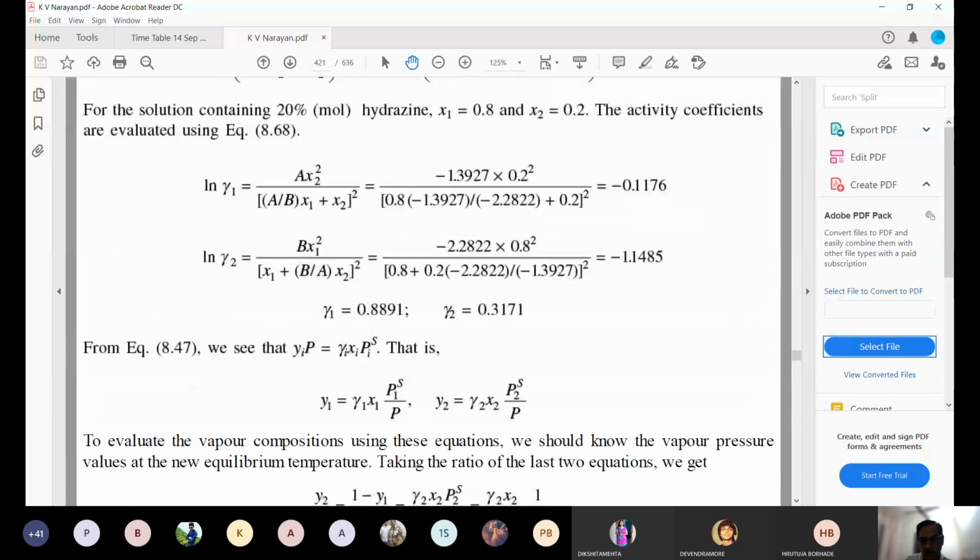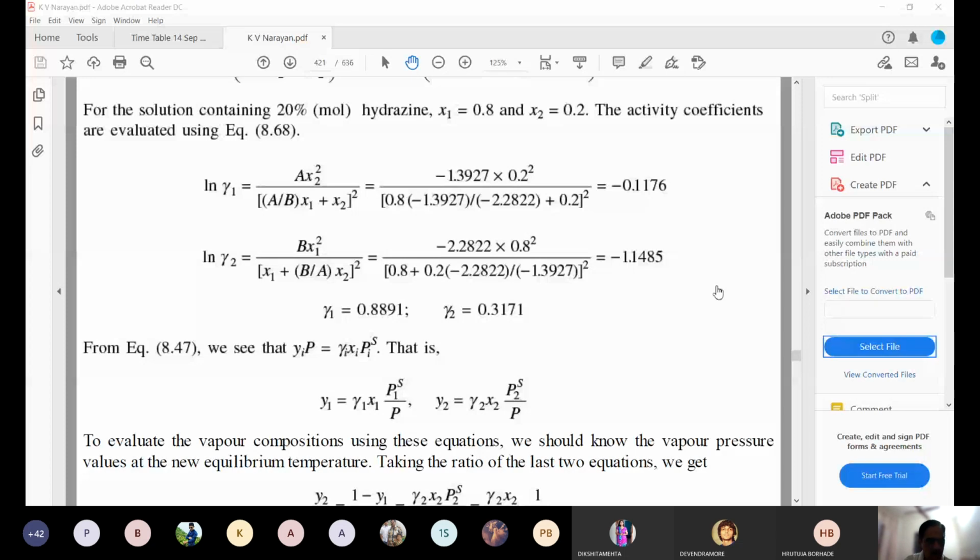What is the value of Y1 and Y2? Has anybody done it? Raise your hand. What is the value? Y1 is 0.9472 and Y2 is 0.0528. So now you know why we are not using P1s and P2s, because the temperature is not going to remain the same. When the composition changes, the equilibrium temperature also changes.